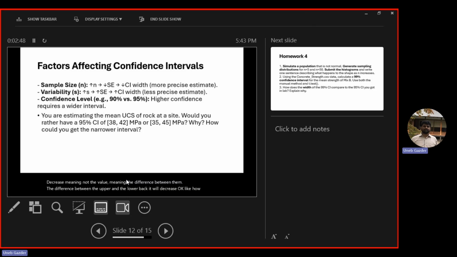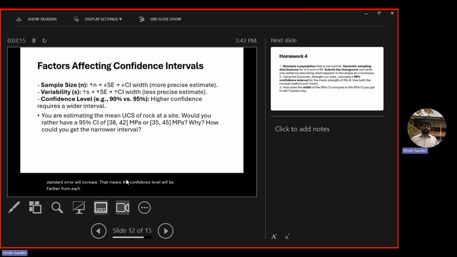How much is it now? 38 and 40. So if you increase the number of samples, they will be very close to each other. Now it has a difference of 2. Maybe if we increase n, it may have a difference of less than 2, and so on. If you increase standard deviation, your standard error will increase. That means the confidence interval bounds will be farther from each other.